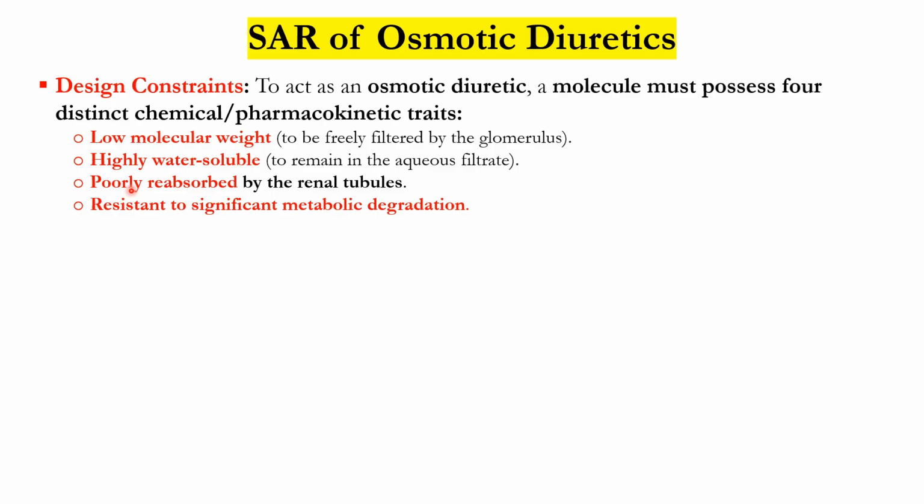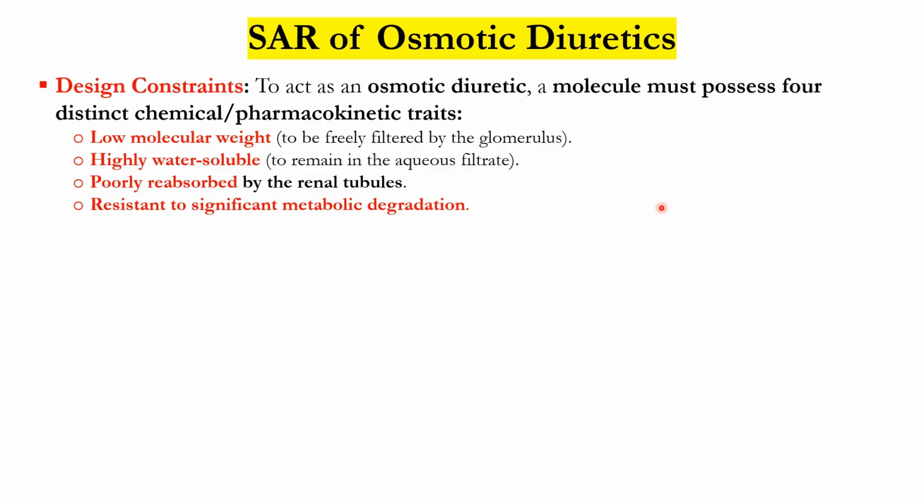So we have key structural characteristics to consider when designing osmotic diuretics. The first is the molecular structure. Taking the prototypical osmotic diuretics like mannitol, they are polyols. They contain sugar alcohols, while others may contain glycerol or isosorbide. All of them contain OH groups.